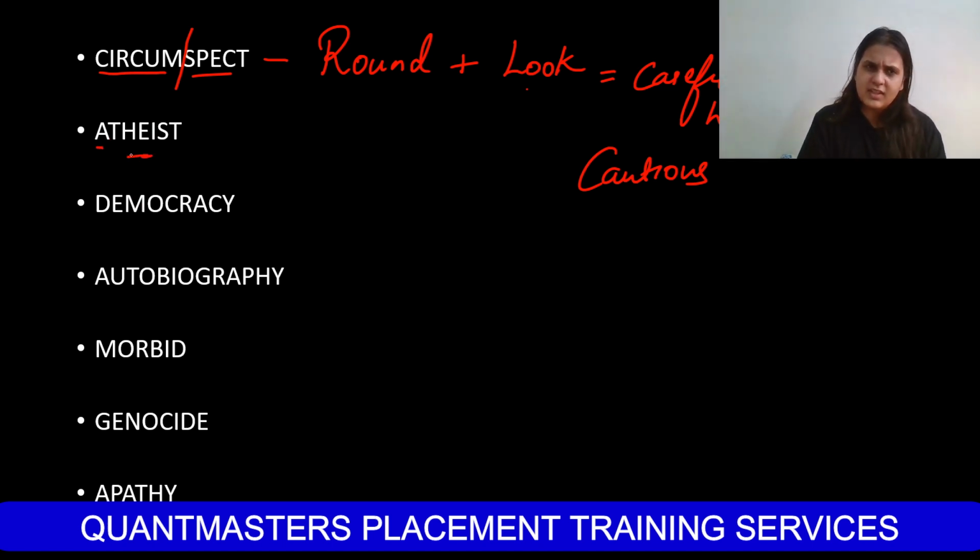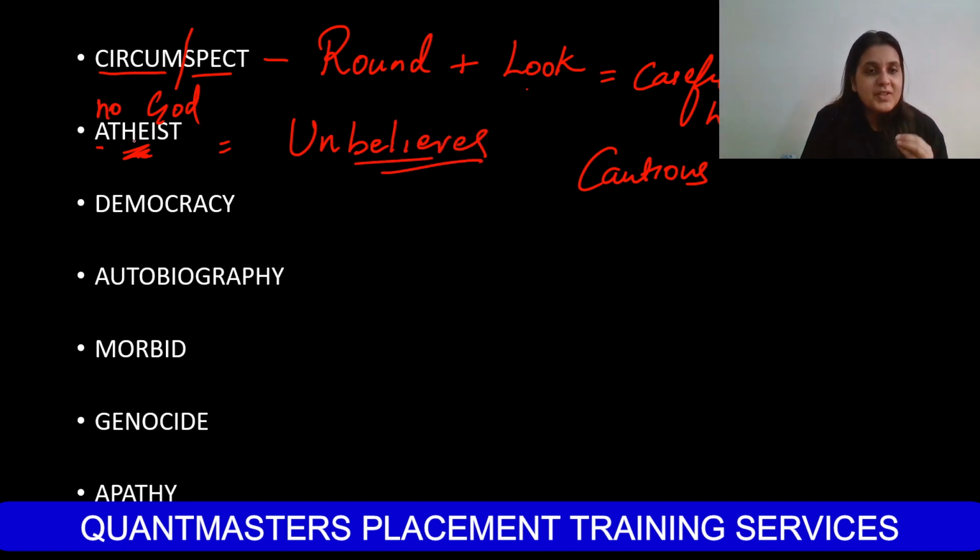Atheist. What is the meaning of atheist? A means no. Theo, theology, God. So when you say a person is an atheist, a person does not believe in God. Such a person is an unbeliever. Opposite of that, just remove a, you will get theist. When you say moral, amoral, correct? Hydrous, anhydrous. A means no. Theo means God. So theist is a believer, atheist is a non-believer.